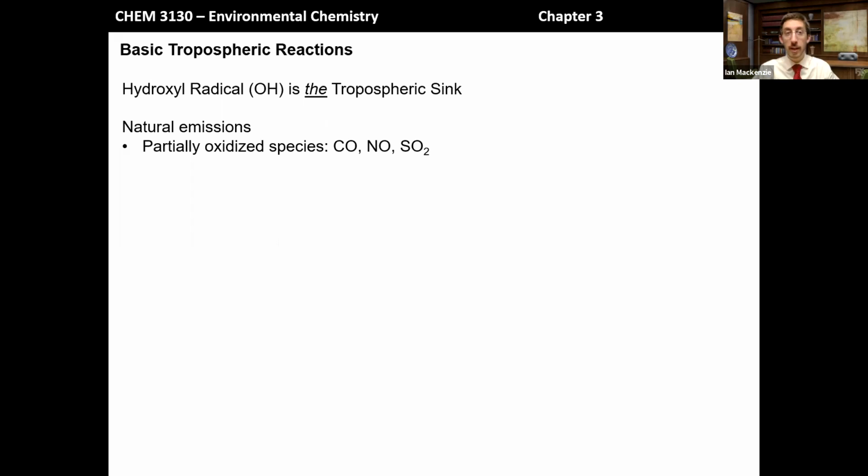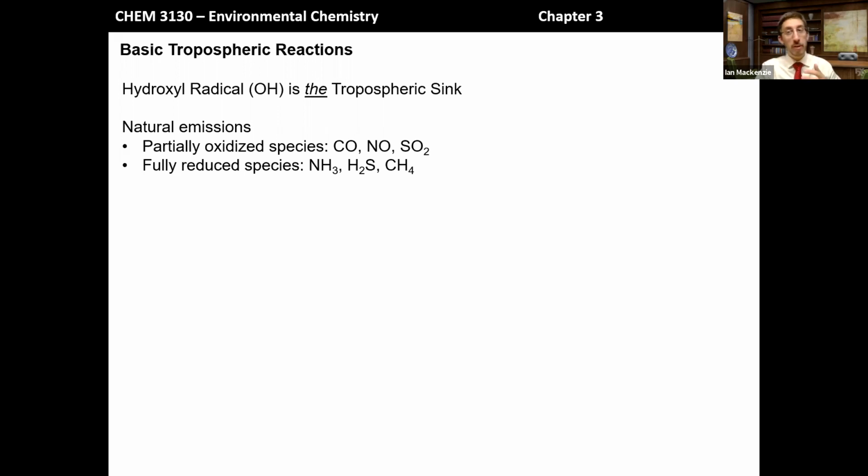we've got carbon monoxide, we've got nitric oxide or sulfur dioxide as partially oxidized species. And then there's also a number of fully reduced species that are also emitted into the troposphere. And those include things like ammonia or hydrogen sulfide or methane. There's natural sources for all of those gases.